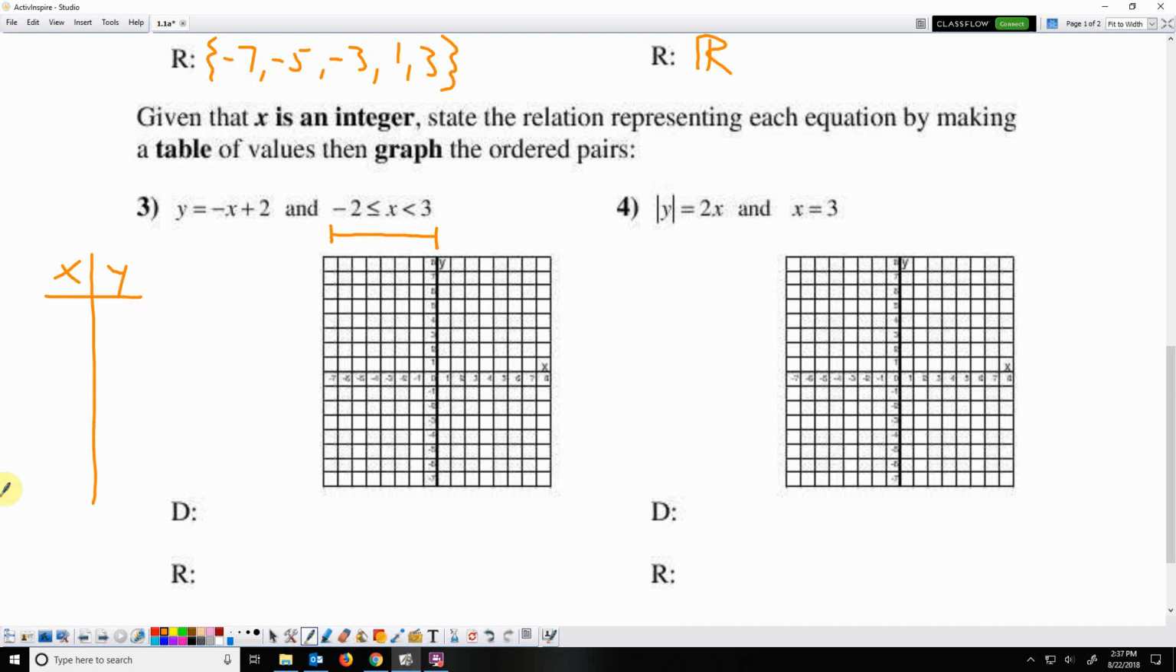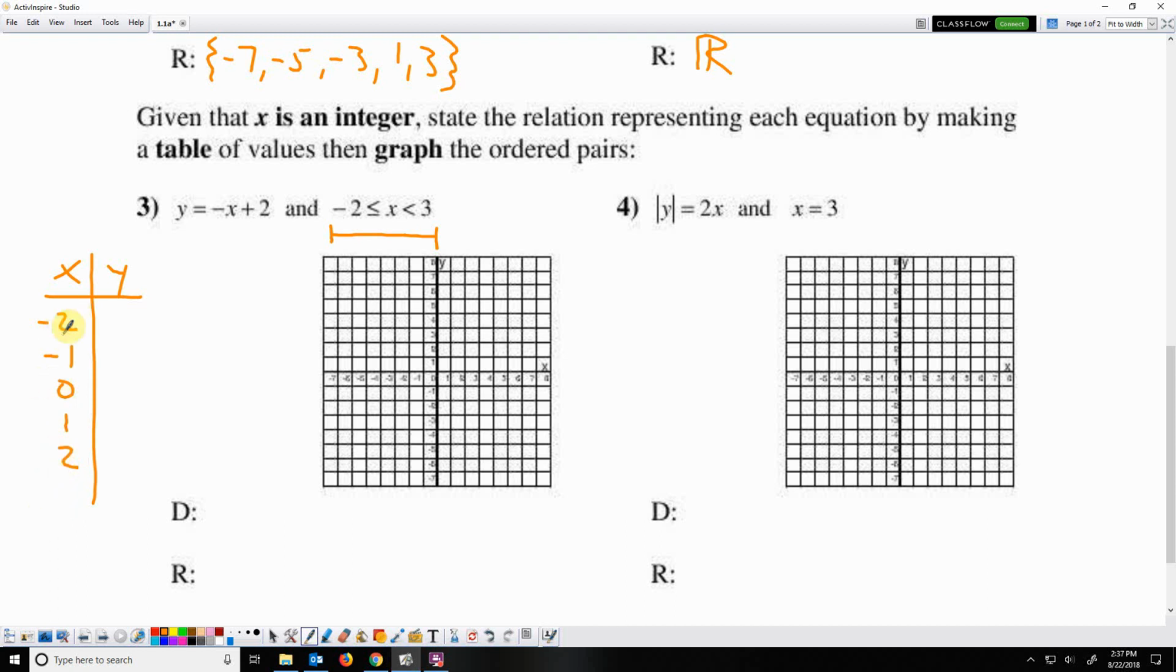X's that are greater than or equal to -2, but less than 3. So the smallest number I can use is -2. Then I can use -1, 0, 1, 2. I can't go any farther because x is less than 3, not less than or equal to. So it can't be 3. So 2 is the greatest integer I can use.